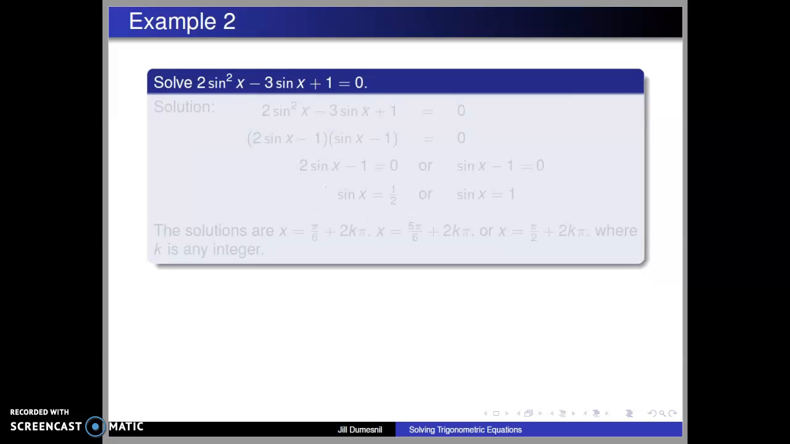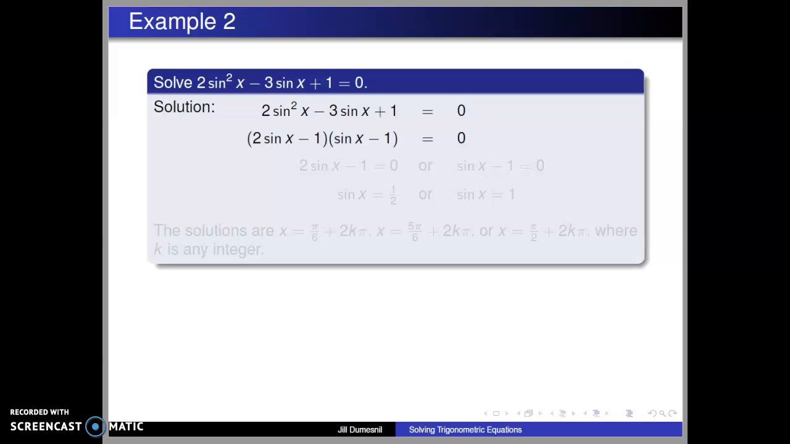Next, let's solve the equation 2 sine squared x minus 3 sine x plus 1 equals 0. This time we have a quadratic in sine x. Perhaps we can factor as in the previous example. Factoring is a little harder when the leading coefficient is not 1, but this quadratic expression does factor as 2 sine x minus 1 times sine x minus 1.